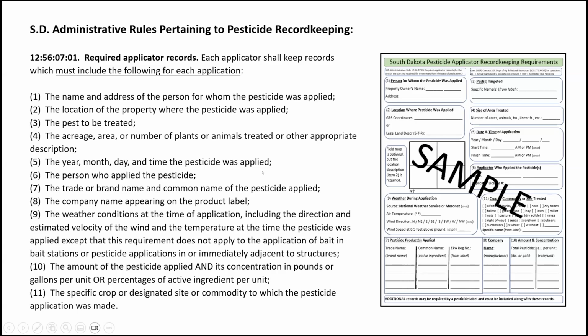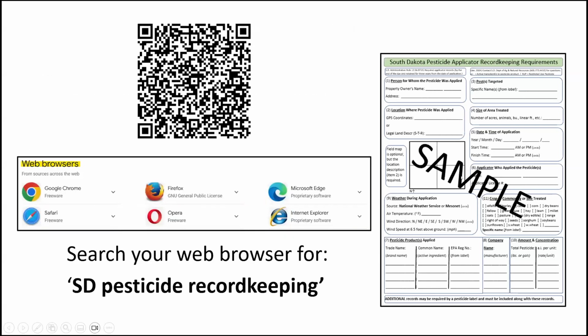Wherever you want to keep it, as long as, if you were to be audited or be part of an investigation, you are able to produce the records that pertain to the investigation. Again, the QR code will take you there, or in whatever web browser you use, if you just type in South Dakota pesticide record keeping, it'll pull up this sample form that you can print out. I think you can even fill it in online. And again, you do not have to use this specific form. It just happens to be set up to follow the rules as they're written in South Dakota Administrative Rule.